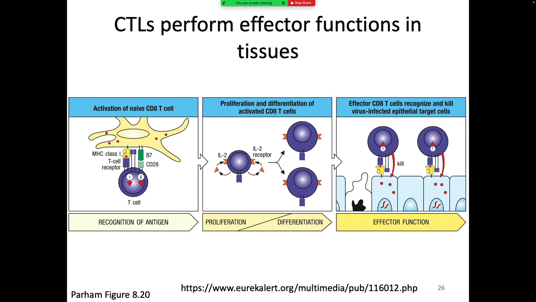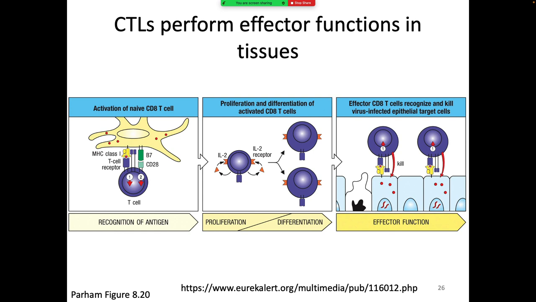You can see this here as well, where first we're going to have our CD8 T cell recognizing antigen at the case of the dendritic cell. That cell is going to proliferate. That cell is going to differentiate, which means mature or gain some new functions. One of those new functions is that the cell will leave the lymph node and go out and find more copies of its antigen.